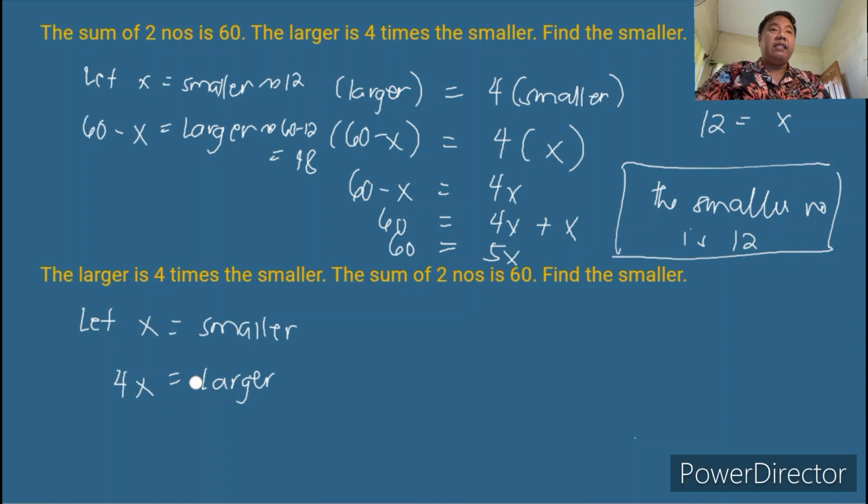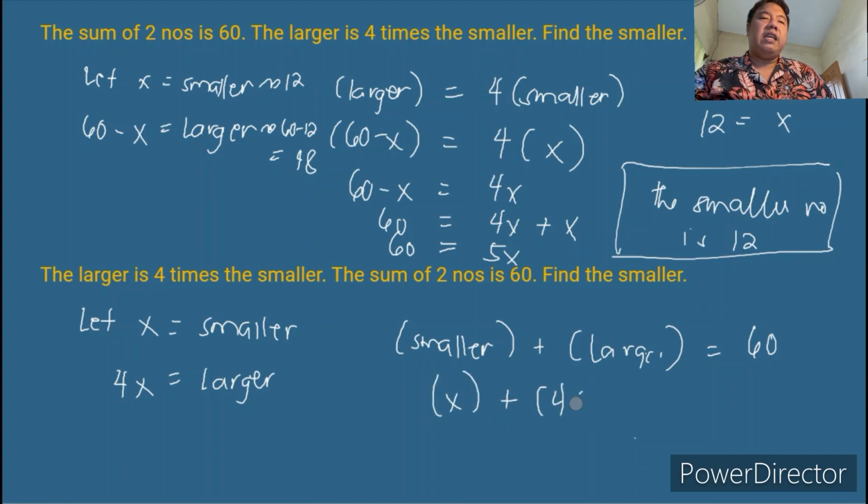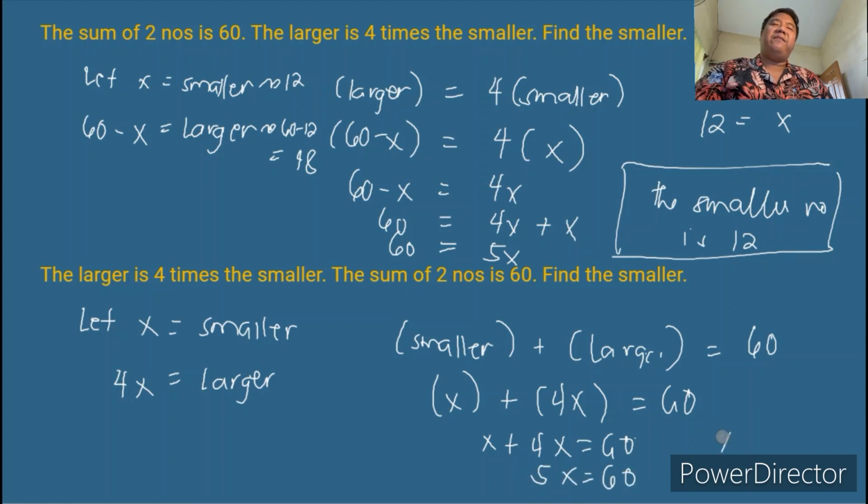O, ang second sentence na, siya na yung magiging equation. Sabi dyan, the sum of these two numbers is 60. So, if you add the smaller and the larger, that will be equal to 60. So, the smaller is represented as x, the larger is represented as 4x, equal to 60. So, just add x plus 4x is equal to 5x. Very good. And then divide both sides by 5. X is 12. Ayan.